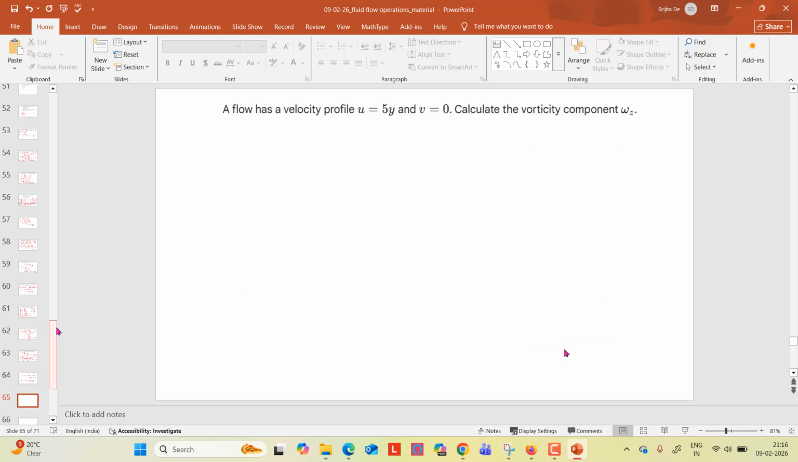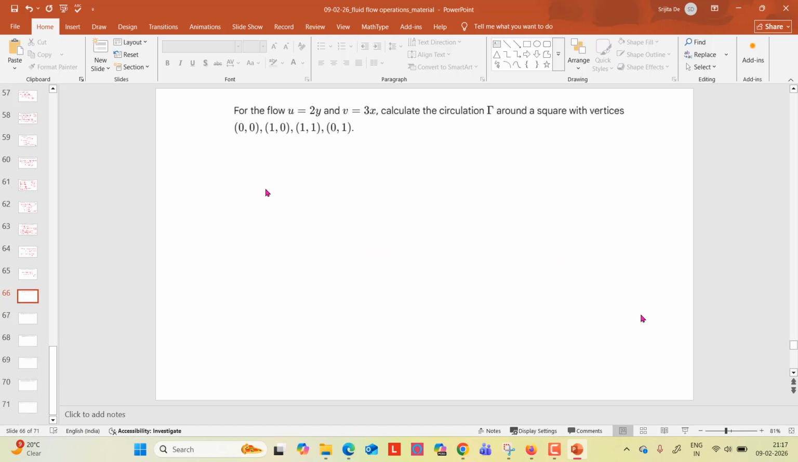Next, a flow has a velocity potential this, calculate the vorticity component. So vorticity component omega z is ∂v/∂x minus ∂u/∂y. ∂v/∂x is 0 minus 5 equals to minus 5. So this is the vorticity component.